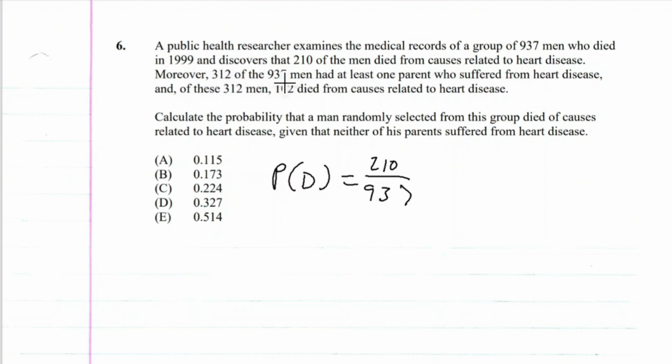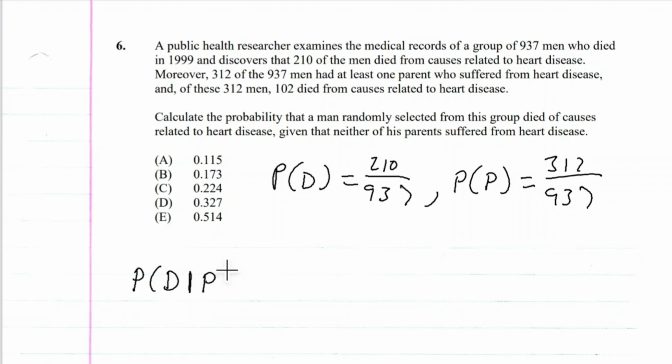Moreover, 312 of the 937 men had at least one parent who suffered from heart disease. So that tells me that the probability of a parent that struggled with heart disease was 312 over 937. Of these 312, 102 died from causes related to heart disease. So, the probability of dying from heart disease, given that one of your parents was afflicted by heart disease, is going to be 102 over 312. So, that's the information that I got from this paragraph here.